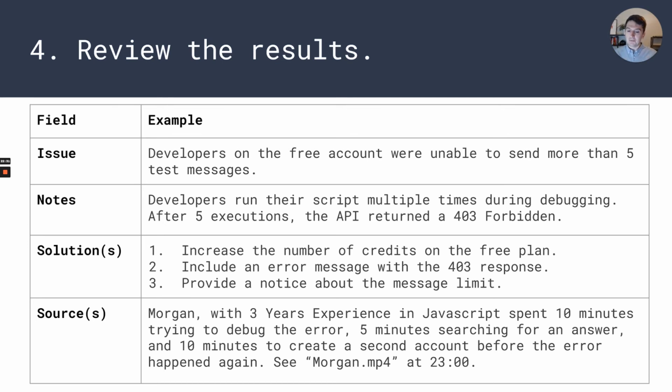Using this information that you found, now you're going to propose solutions, right? So you might have already thought of some in your head as I described this, right? Easy. Increase the number of credits on the free plan. Go from 5 to 50. Next solution. Well, how about we also include an error message with that 403 so even when they hit the 50, they know why, right? And then finally, maybe you provide a notice in the documentation about the limit before they hit it. So that's a 3-prong attack on this issue, right?